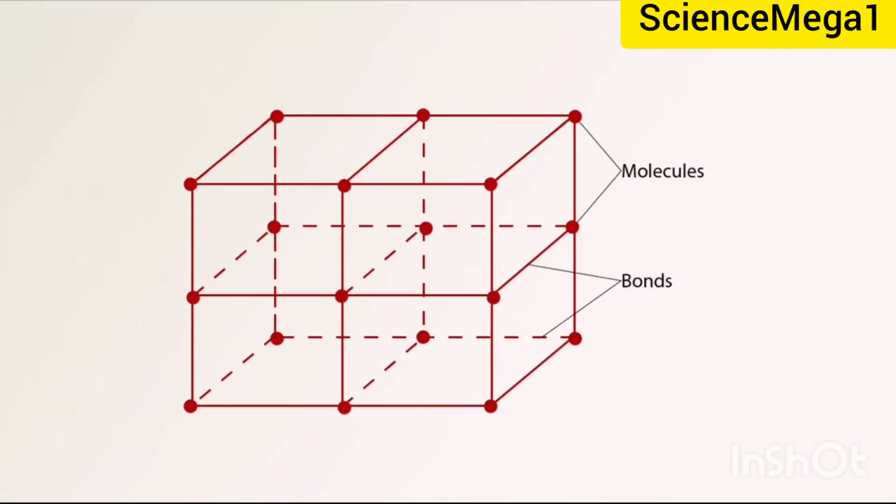In the solid phase, molecules are held together by attractive forces or bonds, and this is shown on your screen. In the diagram on your screen, the bonds holding the molecules are so strong that the molecules are not able to move about freely, and as such, they only vibrate about their main position.